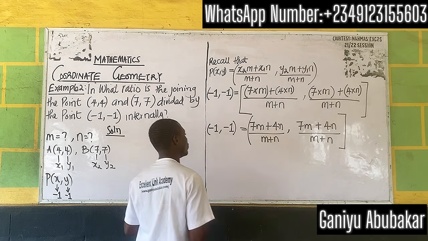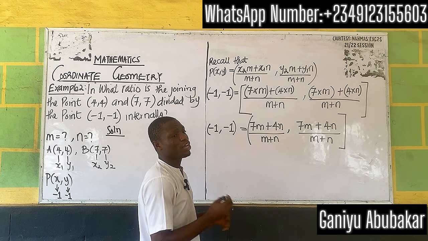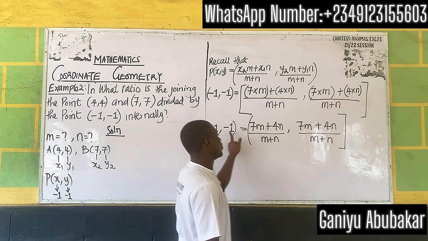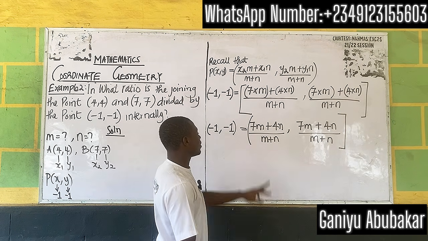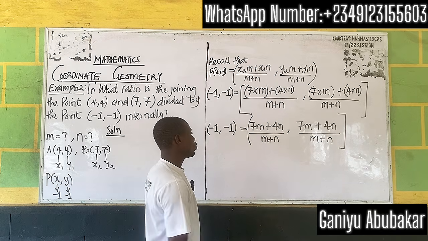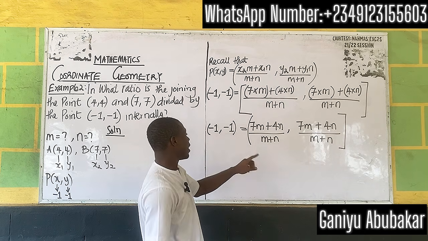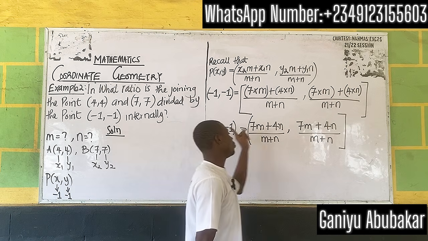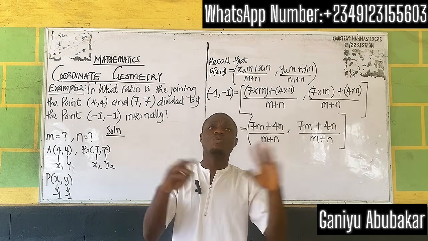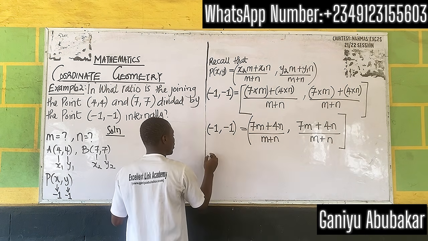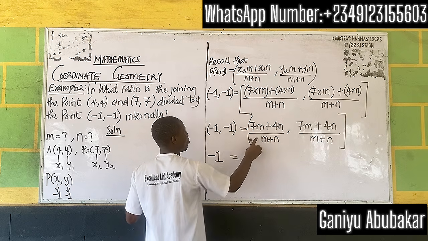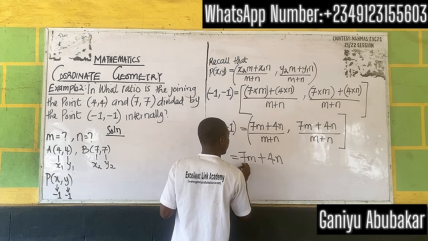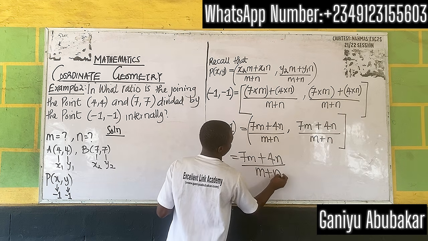In this case, you pick the corresponding positions, that is this with this, then this with this. But you observe that this and this are the same thing. So if I pick any, it is the same thing. So I'll just go for one. That is, I'll pick -1 equals 7m plus 4n all over m plus n.